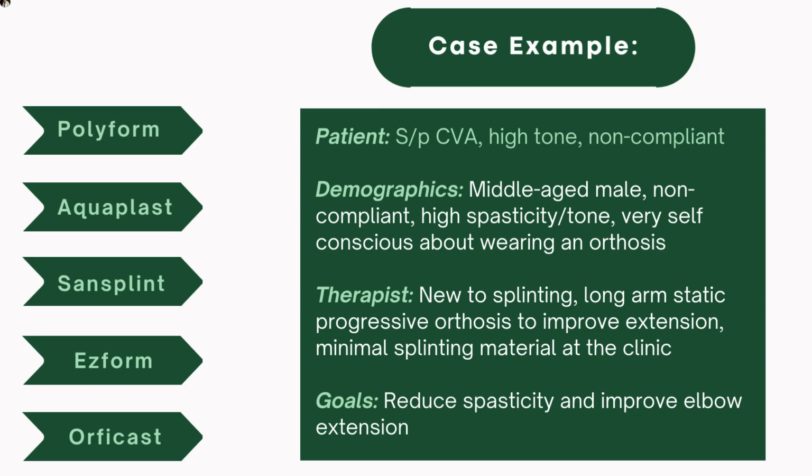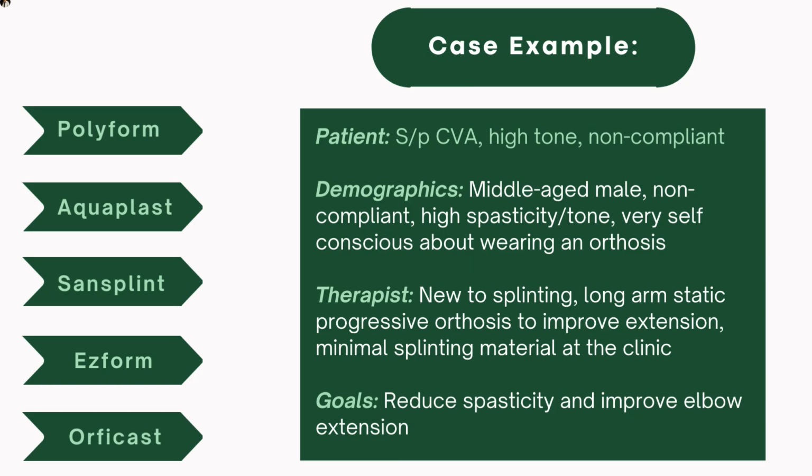And then finally, OrthiCast. OrthiCast is super thin, so it may not be the best for somebody who we're trying to put in an elbow extension position. If it's too thin, then it's not going to be very supportive, so you'll need multiple layers. It does have different colors, which is good for people who are non-compliant. But remember, OrthiCast is better for smaller surface areas, like the thumb, the finger, stuff like that. So having said all of that, Aquaplast would be your best option.